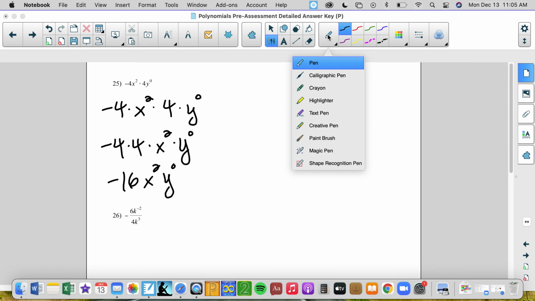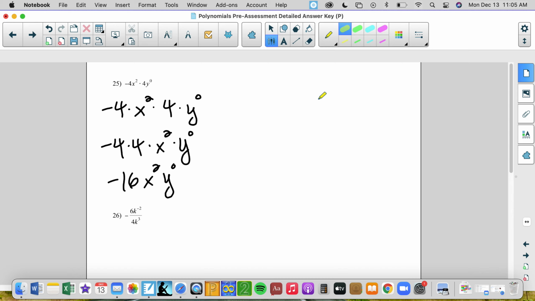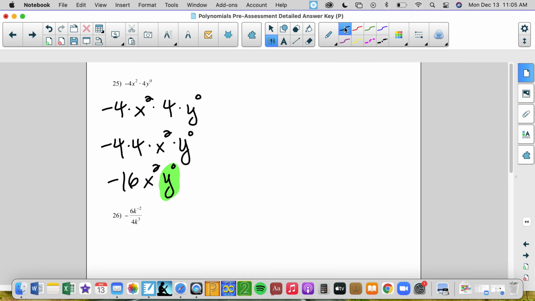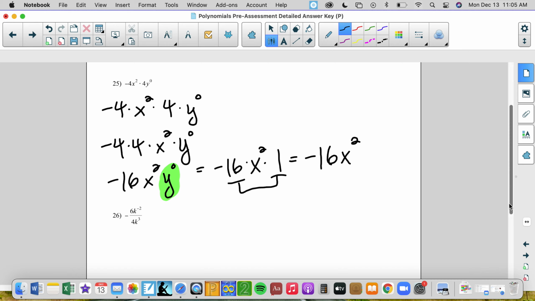Y to the 0 can be simplified. We cannot leave it as y to the 0. We know that y to the 0 is equal to 1. So that sort of says negative 16 times x squared times 1. And anything times 1 just gives us our original term. So negative 16 times 1 gives me negative 16. And then you have your variable x squared.